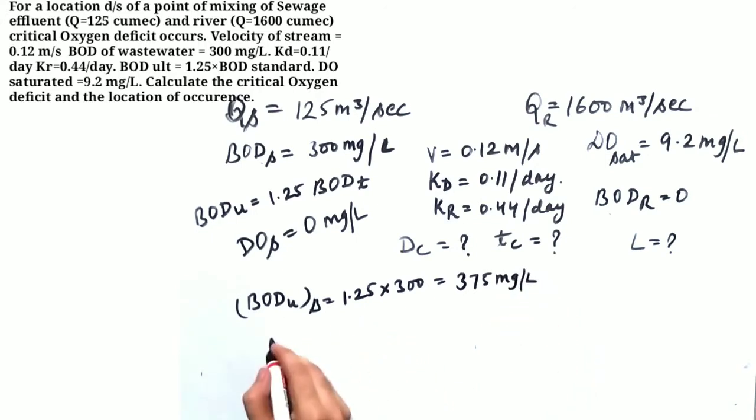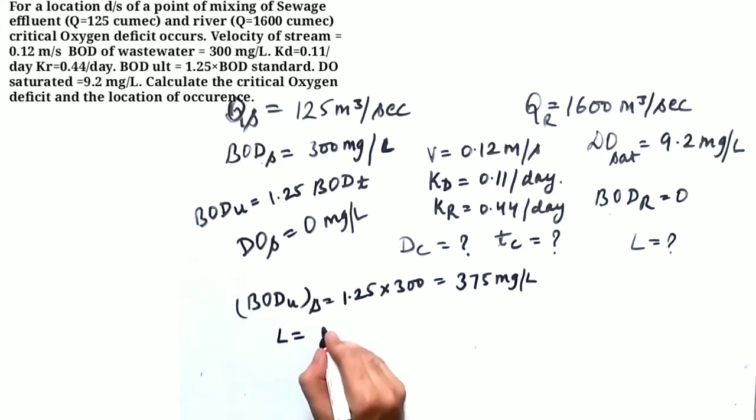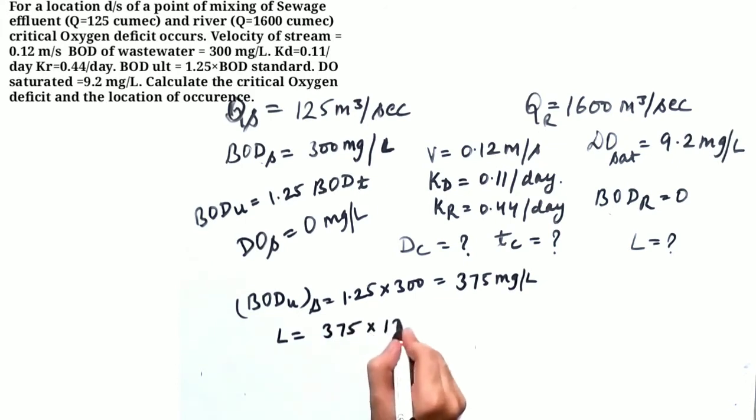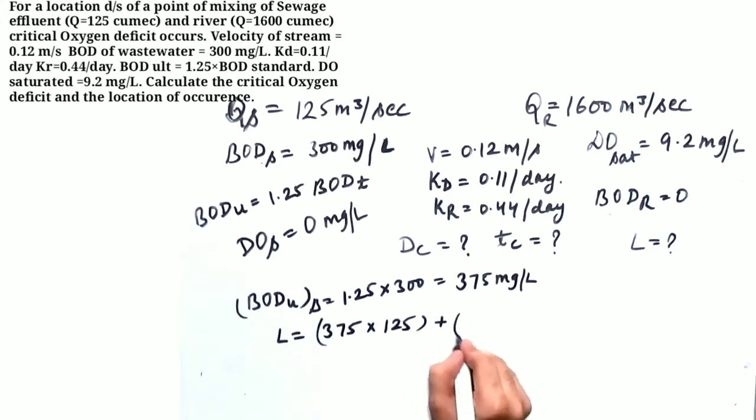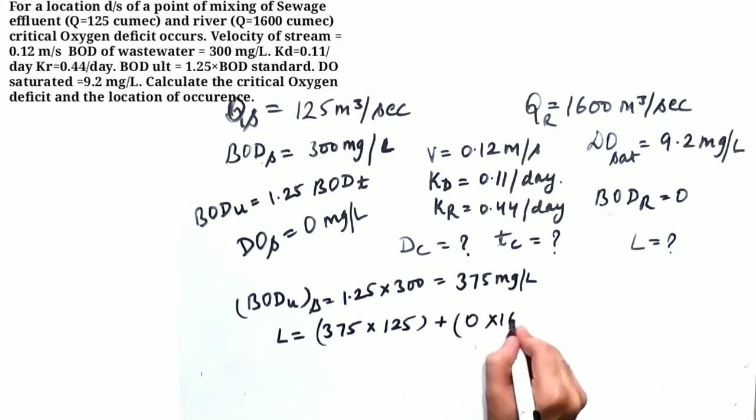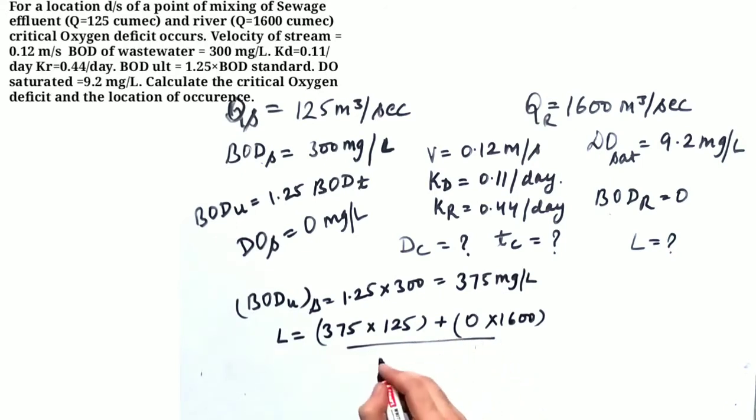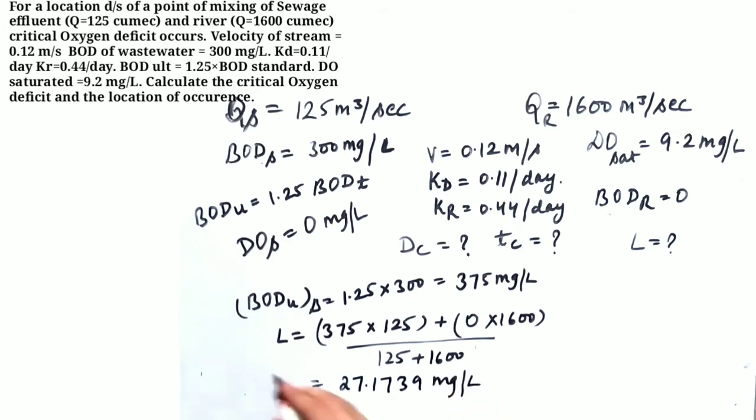Now how can you calculate the ultimate BOD of the mix? By the weighted average formula. This is 375 and the discharge is 125, plus the BOD of river is 0 and discharge is 1600, divided by the total discharge 125 plus 1600. So the ultimate BOD is coming out to be 27.1739 milligram per liter. This is a very important formula, a weighted average formula. This can be used to calculate the BOD of the mix as well as the dissolved oxygen of the mix, although we do not require the dissolved oxygen of the mix in this particular case. No, we will require.